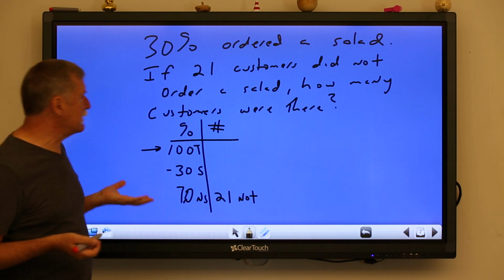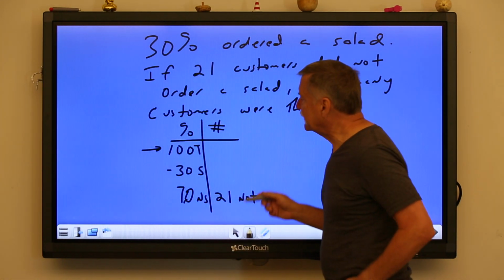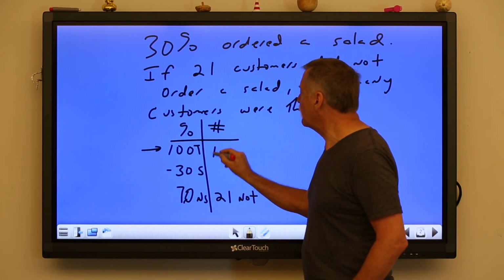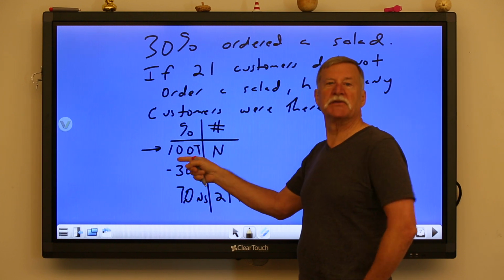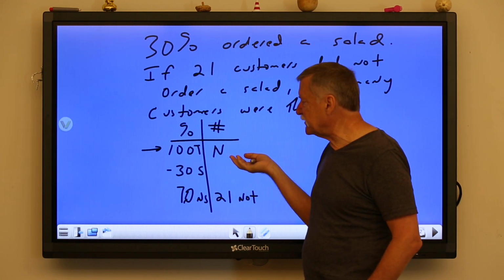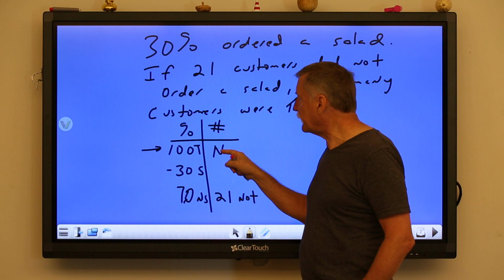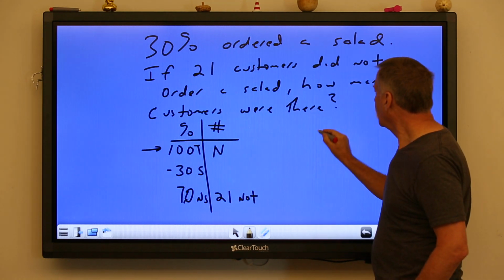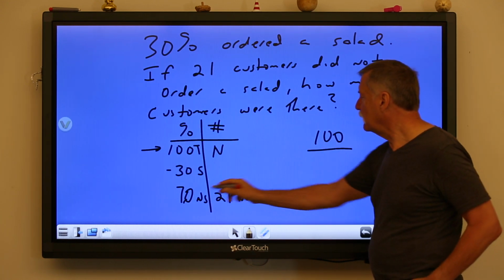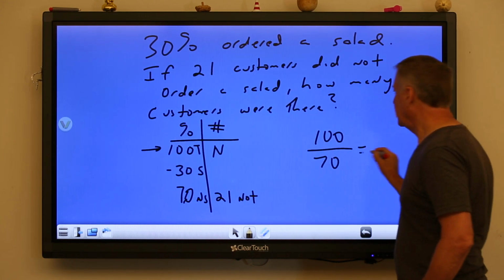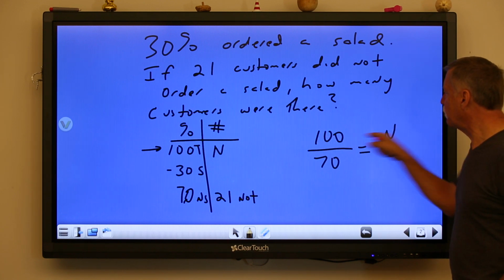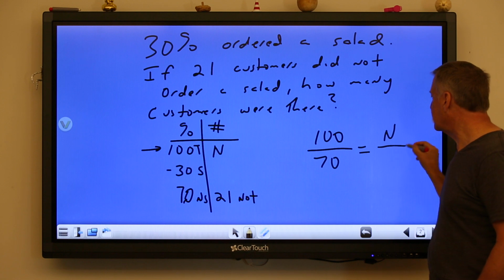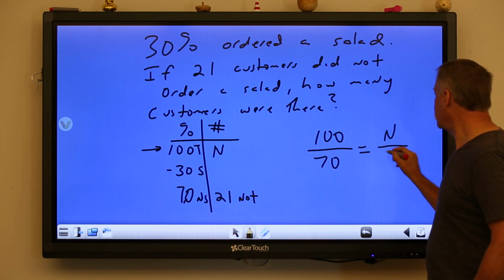And now we've got a proportion. We have three things, and we're asked to find the missing thing. In fact, how many customers were there? We want to know in total how many customers, how many 100% represents. So the N, what we're trying to find, goes next to the 100. And from this, we can make a proportion: 100 over 70 equals N over 21. Remember, proportions, they go with each other. So if 100 is on the top, N has to be on top. And 70 on the bottom goes with 21.